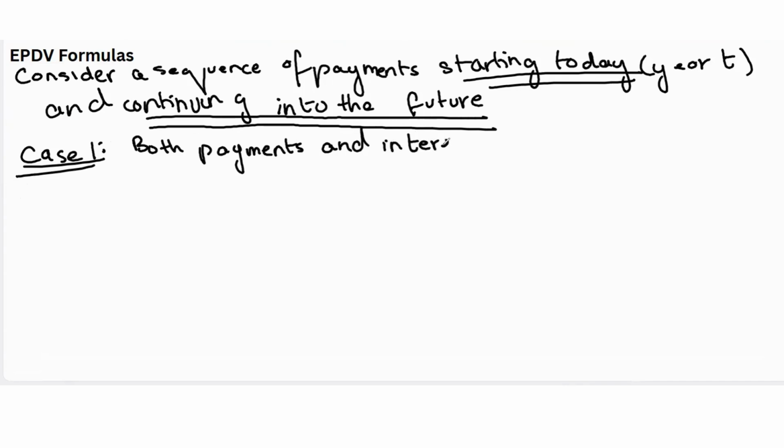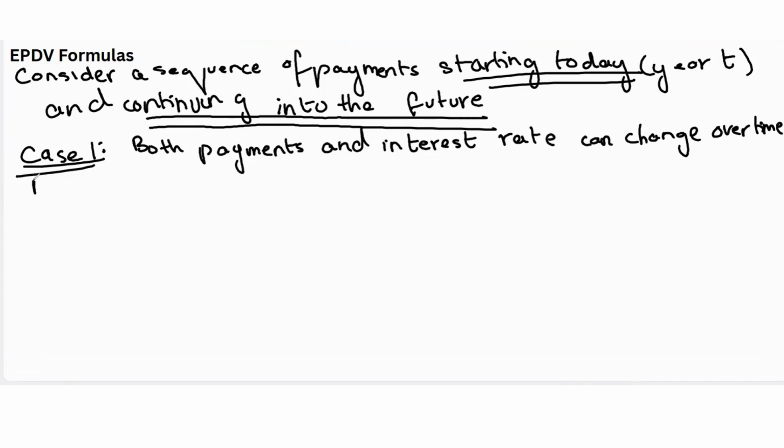Then we're going to look at other cases where payments are constant over time, then cases where payments and interest rates are constant over time. This is the most generic case I will look at. We're allowing that both can change over time.